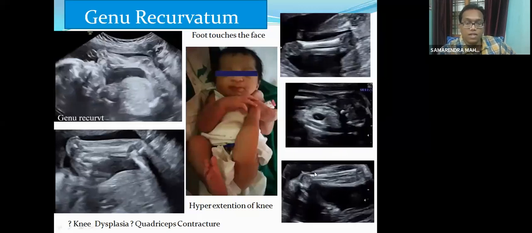So after careful examination, the other leg is seen hyperextended, left upper one, hyperextended as if the feet is touching towards the fetal face, and it is a case of genu recurvatum. Because of the hyperextension at the level of the knee, there was reduced movement of the baby, leading to atrophy of the muscles of the leg around.